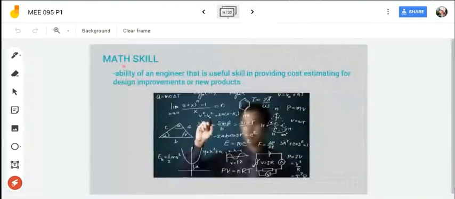And then number 4, we have here the math skill, which is ito yung napapractice nyo ngayon, this college life or this college time. So from definition, your math skill is the ability of an engineer that is a useful skill in providing cost estimating for design improvements or new products. So yung mga knowledge natin about the mathematics, ina-apply mo yun when it comes to cost estimating and design improvements or calculating the right dimension of a product or in your designs, or if you are going to make a blueprint, you will be using this math skill.